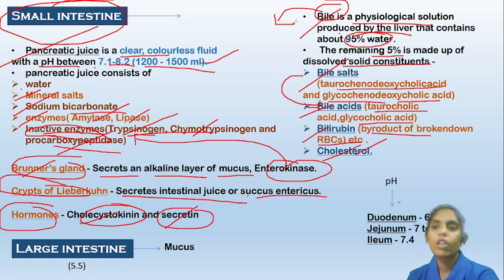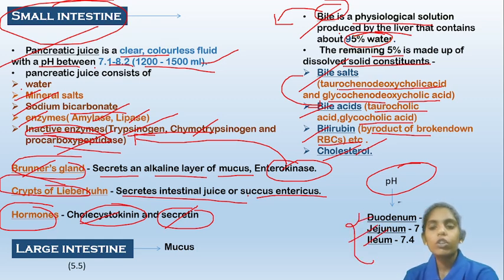present in the food. Now the pH of the small intestine. The small intestine is divided into three parts: duodenum, jejunum and ileum. The duodenum has a pH of around 6, the jejunum has 7.7 to 8.5 and the ileum has 7.4. So you can observe here that the duodenum has a pH around 6, which is a slightly acidic pH.